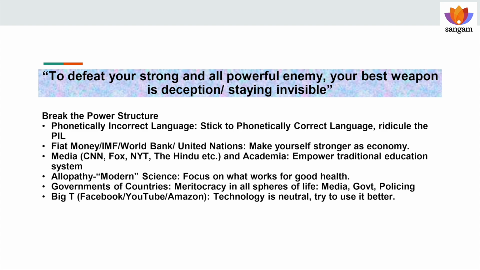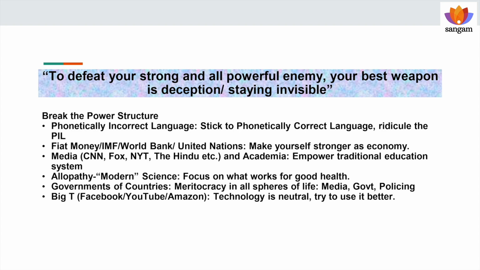Government of countries, meritocracy in all spheres of life, media, government policy, that should be the focus. Meritocracy. This BJP has been doing it. They are looking at meritocracies. The best of the leaders come up to become a leader, unlike Congress or any of the others. We know all of them are just putting up their kids, thinking about a better future for their own kids. So they are going to make bad decisions.